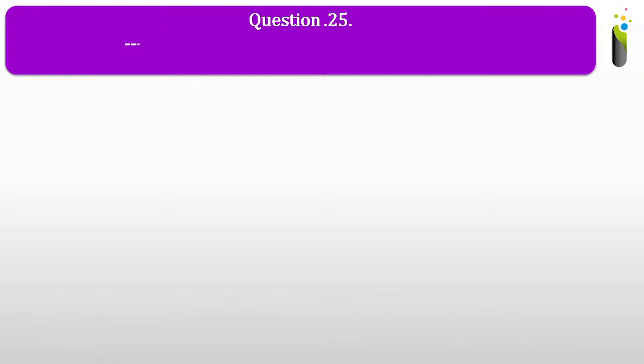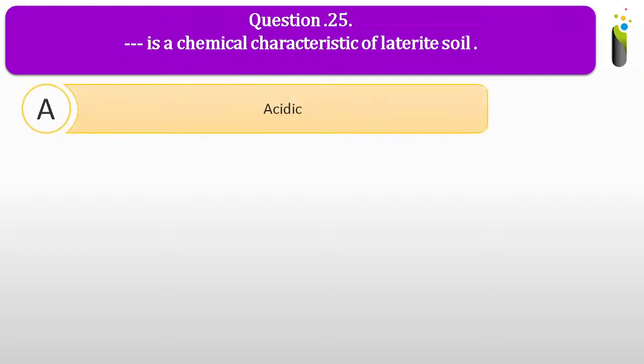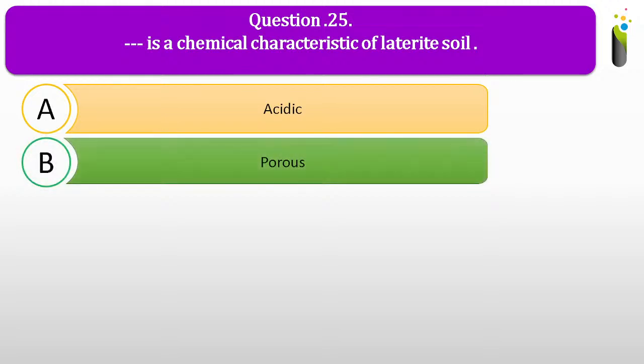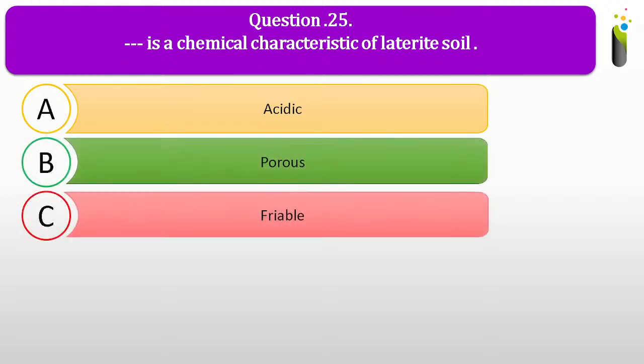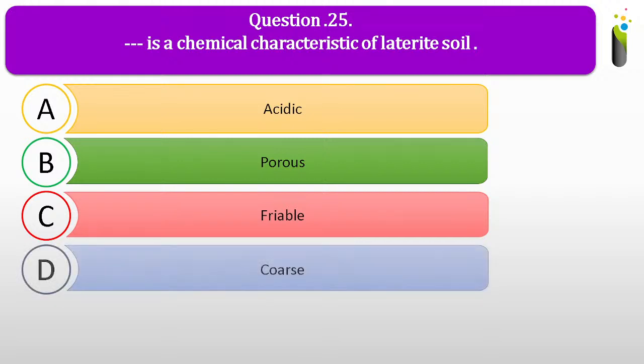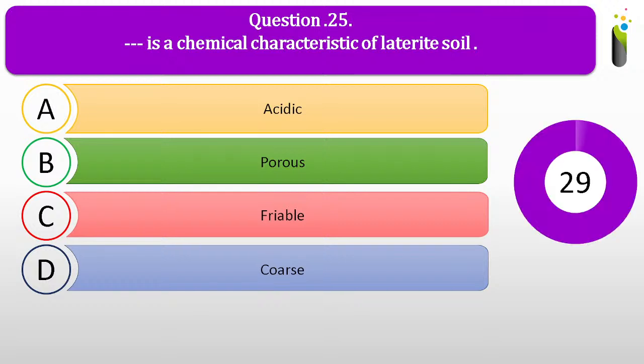Now, question number 25. Dash is the chemical characteristic of laterite soil. A. Acidic. B. Porous. C. Friable. D. Coarse. So, which is the chemical characteristic of laterite soil? And your time starts now.